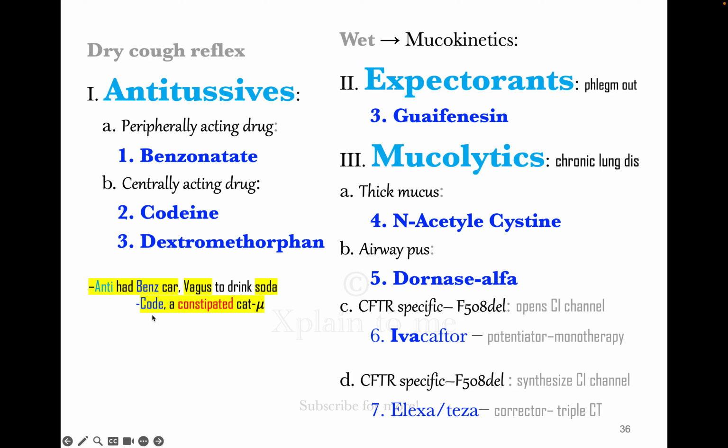Okay, and she had a constipated cat named Cody. She always cried meow meow meow. So the mu opioid receptor agonist is called codeine. So let's talk about codeine. Codeine is super important. Compared to cardiorenal and all those other drugs, it's less important, but the boards still like to ask. This drug is a schedule 5, that is, the low dose is the one used for dry cough.